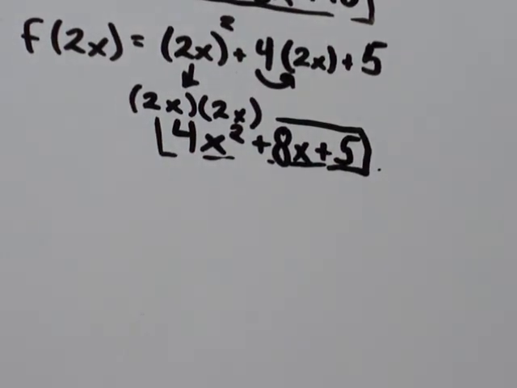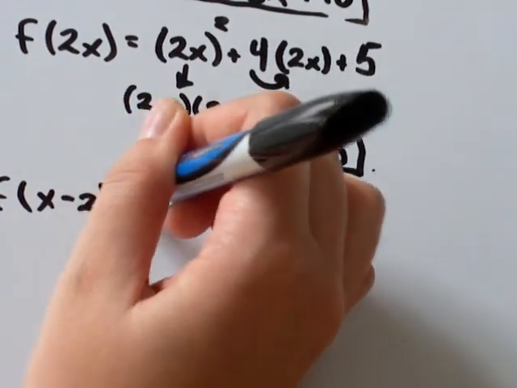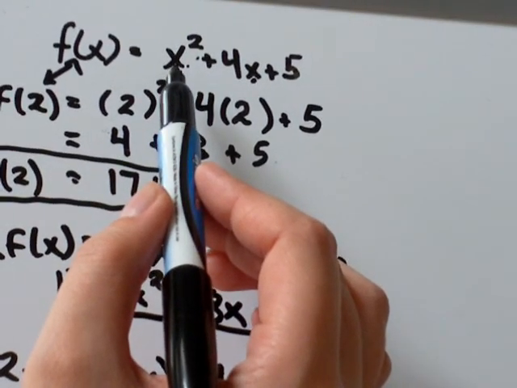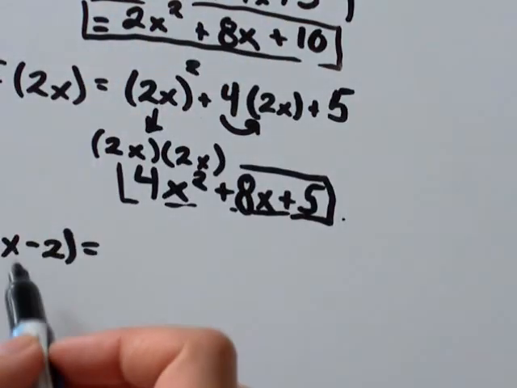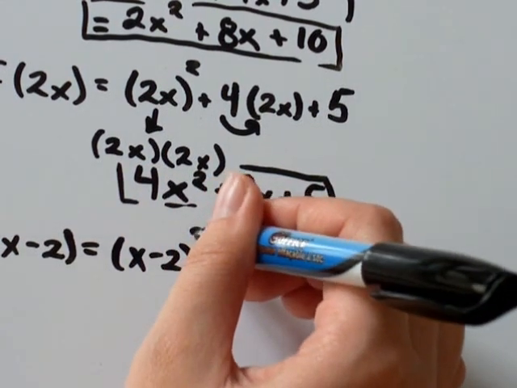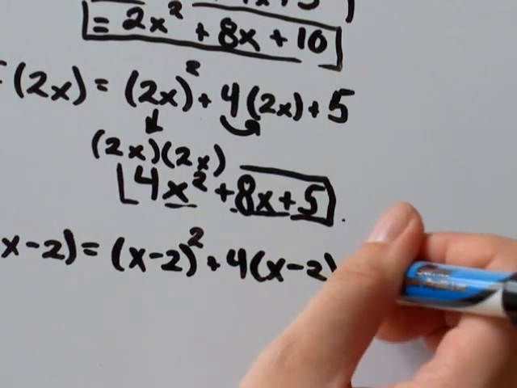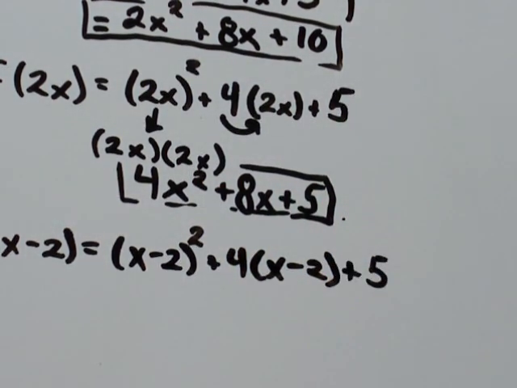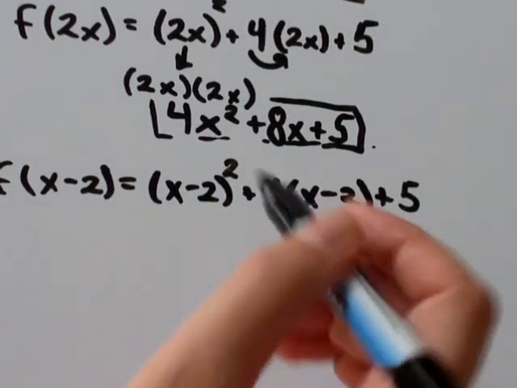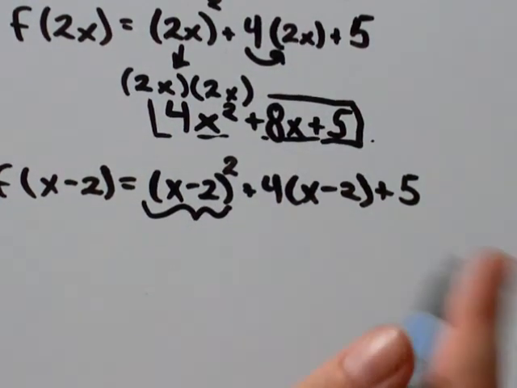So we've got f of x minus 2. So everywhere where we had x in our original equation gets replaced with x minus 2. So now we've got x minus 2 in brackets squared plus 4 times x minus 2 plus 5. And so I think the first thing we're going to do is simplify what we've got right there, x minus 2 squared.